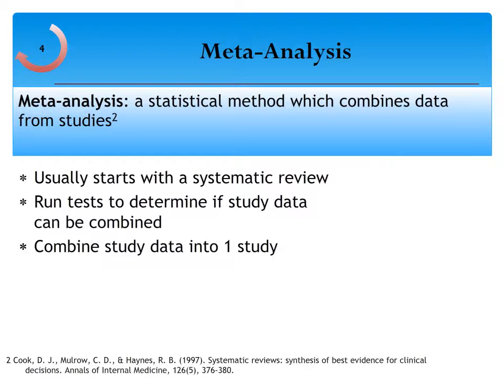A meta-analysis is a statistical method which combines data from studies. While meta-analyses usually start with a systematic review to find the studies to combine the data, it does not need to. In addition, many systematic reviews start with the intent to combine data in a meta-analysis, but once collected and the tests are run, it is shown that the data cannot be synthesized with a meta-analysis.